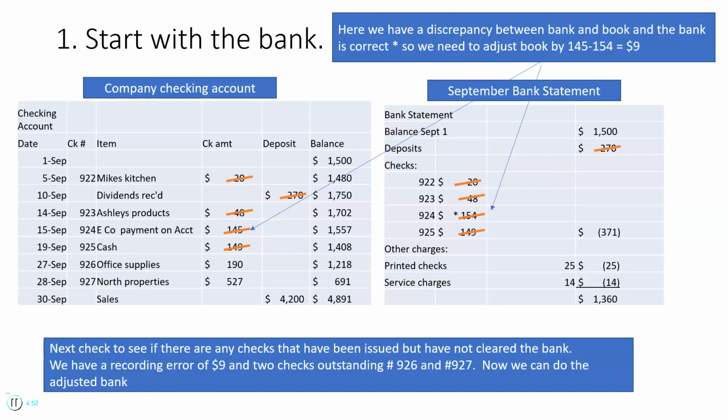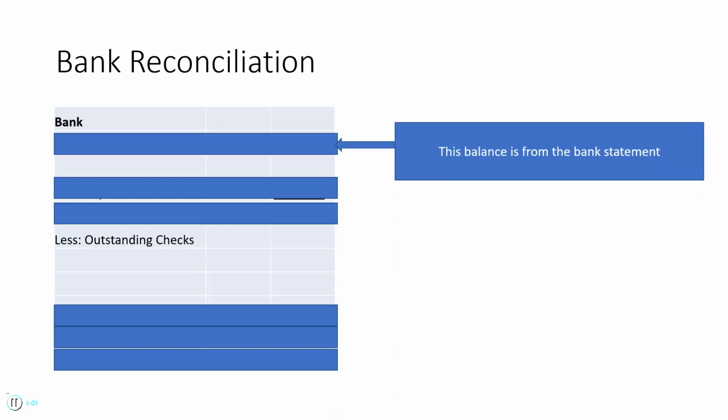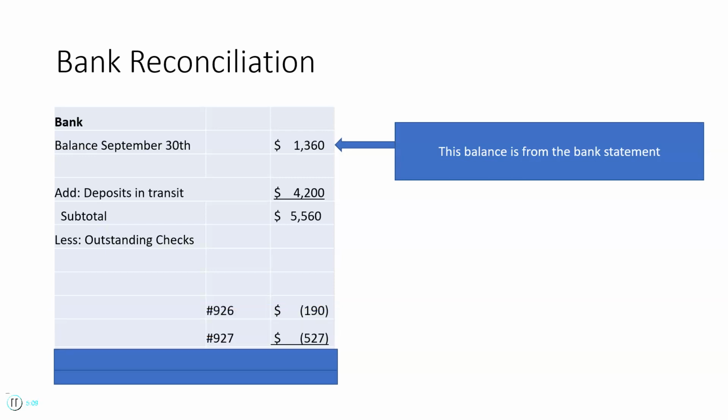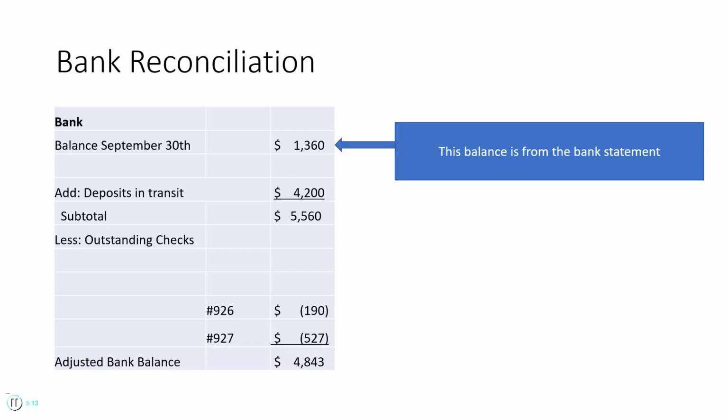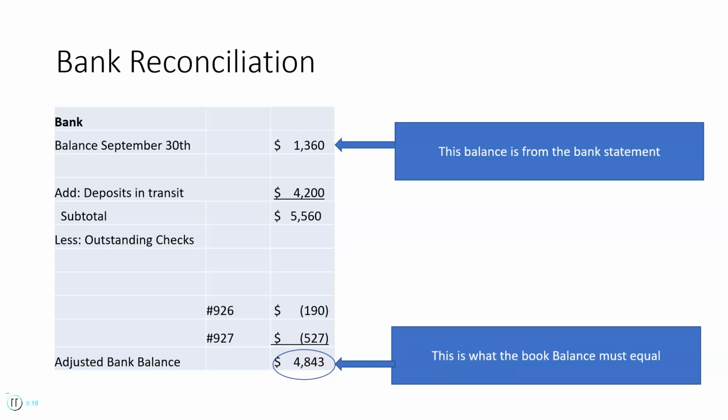So now let's look at the bank reconciliation and figure out what the adjusted bank balance is. We start with the bank balance, and that's always from the bank statement. We add in our deposit in transit, and then we subtract out our checks that have not cleared. And this is the adjusted bank balance, which is exactly what our books have to equal when we go through and do that.